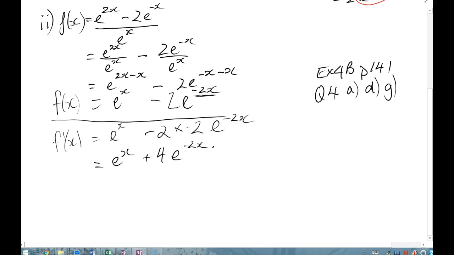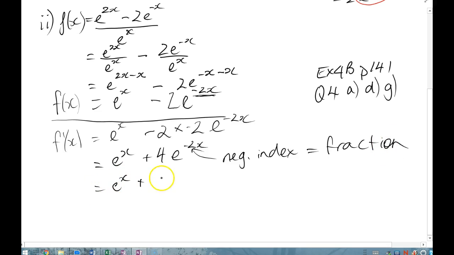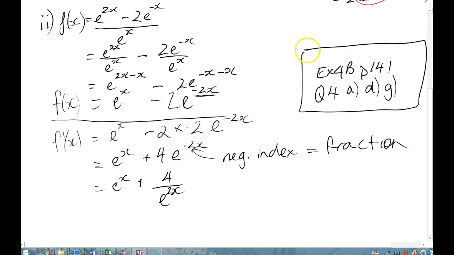Just be aware that if you have a negative index, your book may always give answers with a positive index. So remember, a negative index indicates a fraction. So you can go ahead and rewrite this as e to the x plus 4 over e to the positive 2x, just shifting that whole term into the denominator and making the index positive. So that is for worked example 5, and that relates to these questions that I've written up here for you. So head along to some of those and see how you go.